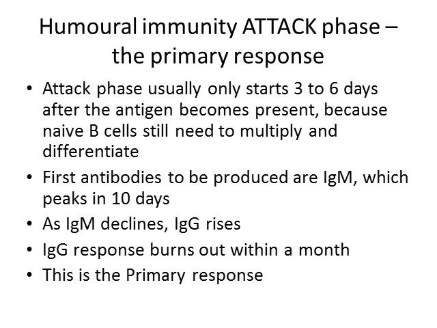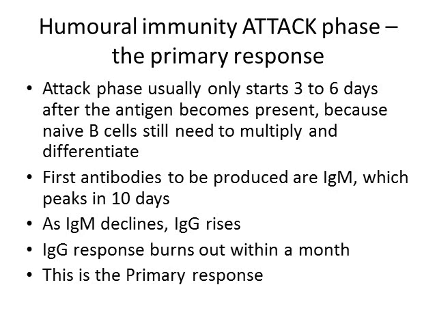So after this army of clones is created, I said some of them will become plasma cells, and that leads into the next phase of the humoral immunity response called the attack phase, also referred to as the primary immune response of humoral immunity. The attack phase unfortunately only starts about 3 to 6 days after the antigen becomes present. So if it's the first time you've been infected with a specific virus, for example, you're only really gonna start developing a strong immune response to that about 3 to 6 days later. That's because all those B cells need time to multiply through mitosis and mature.